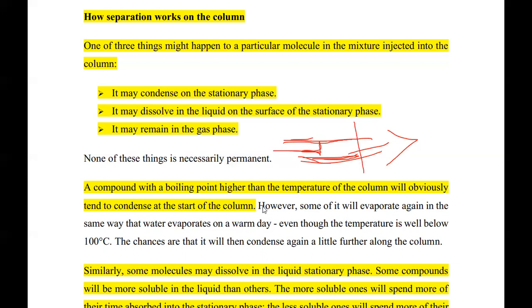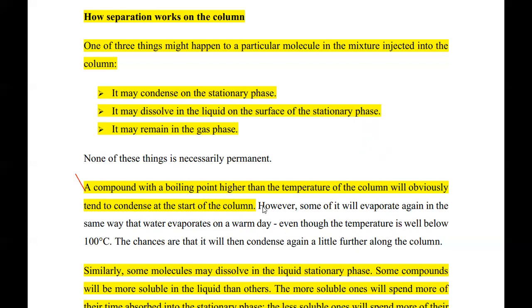And we're saying at times it may remain in the gas phase. These are some of the expected sources of errors that you're likely to encounter when you are in the lab. So we're saying that a compound with a boiling point higher than the temperature of the column will obviously tend to condense at the start of the column. That's what I said.